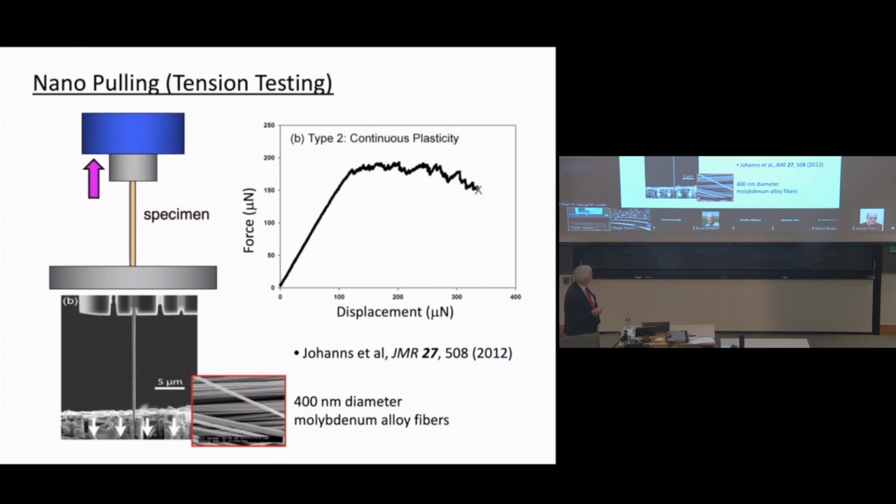And you can get force displacement curves in tension, which for these fibers look something like this. And you can't see it on this plot, but once again, smaller ends up being stronger. When you make these things really small, they end up getting stronger.